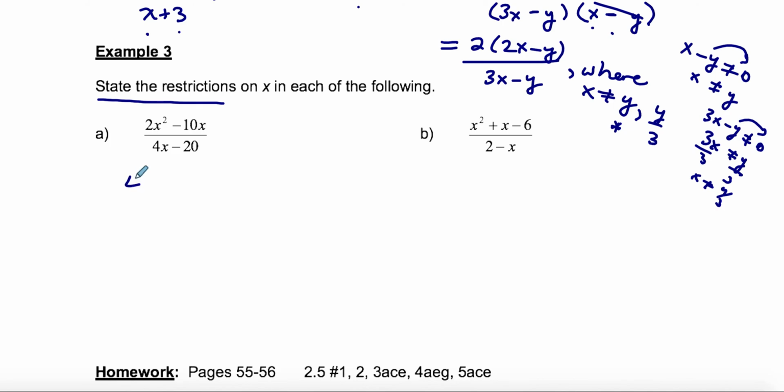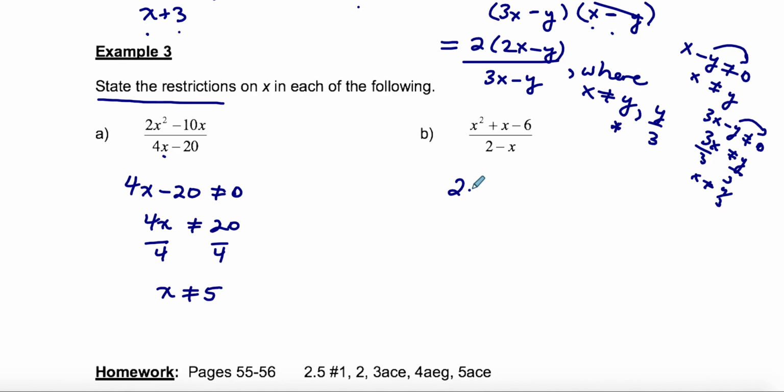So all I need to do is look at my denominator, and I know that my denominator can't equal 0. So if I just think about solving that as an equation, I know that x can't equal 5. If x was 5, 4 times 5 is 20, minus 20, I'd get 0 in my denominator. It's not asking for anything else, just what would the restrictions be? So I look at my denominator here. I know that can't equal 0.